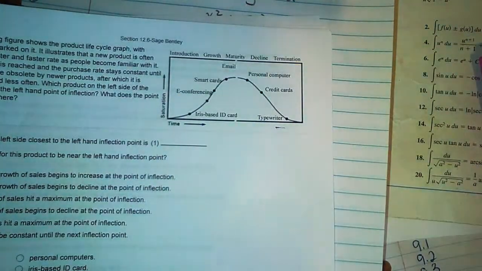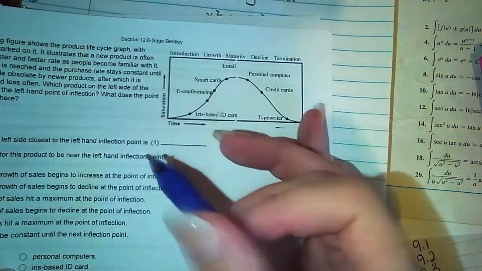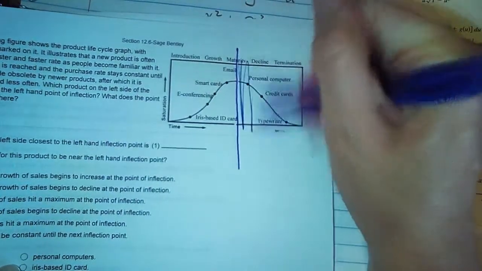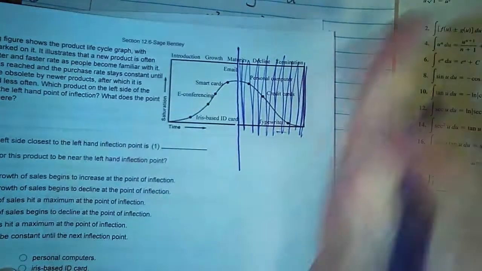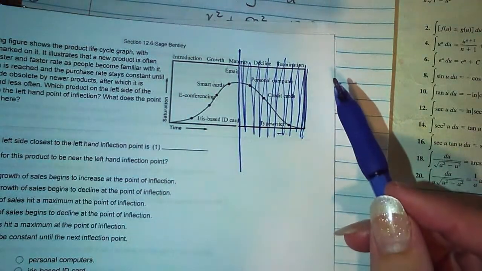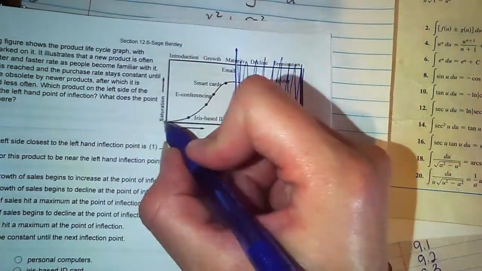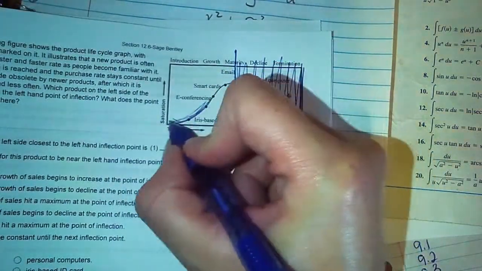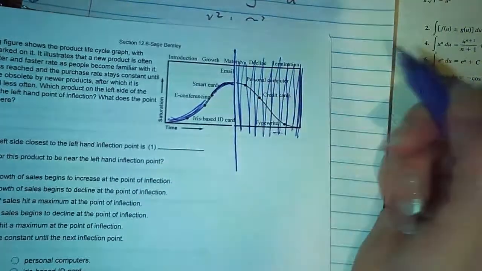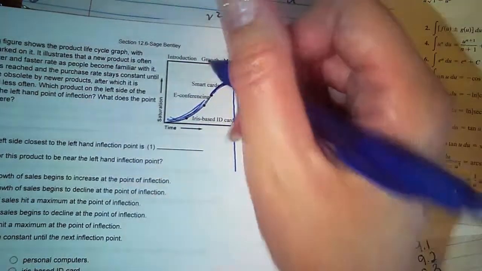But then they started dropping off in popularity because other things started doing things faster and taking its place. So the question is, the product on the left side, closest to the left-hand inflection point. So I'm going to chop this thing in half, and I'm going to ignore all this. I don't care. On the left side of the graph, closest to the left-hand inflection point, I would like to know what point you think that is. Remember, inflection, this is going to be concave up. This is going to be concave down. So I would like to know what is closest.